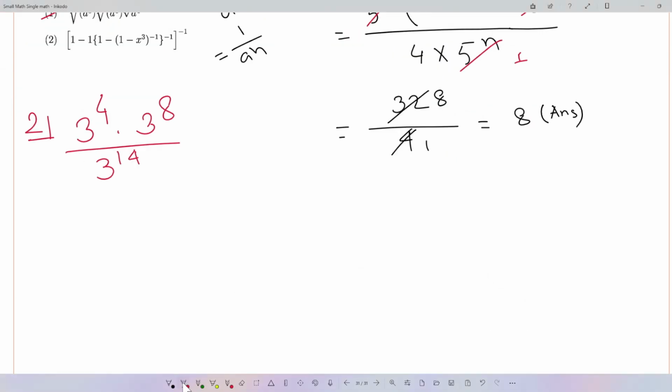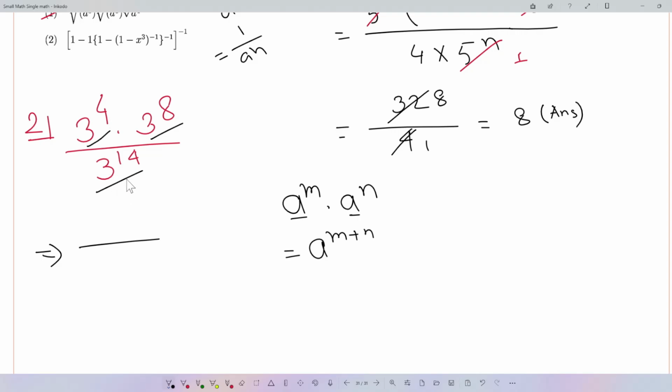Number 2, 3 to the power 4 times 3 to the power 8 divide 3 to the power 14. So here we will do two things. First one, we know a to the power m times a to the power n, we can write a to the power m plus n. What does it mean? It means once bases are the same, in a product the powers will be added. So here is 3 to the power 4 and 3 to the power 8, we can write 4 plus 8 and divide 3 to the power 14.